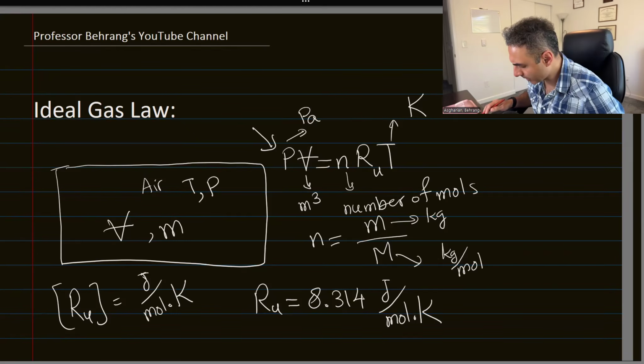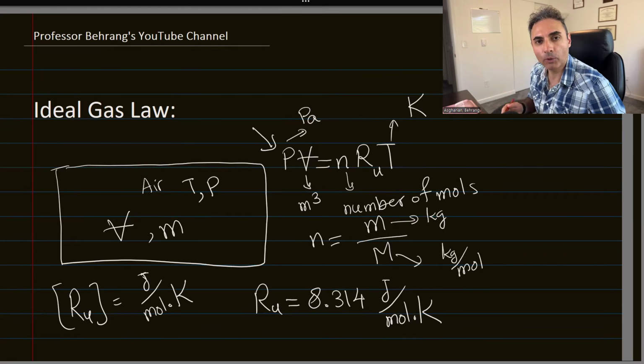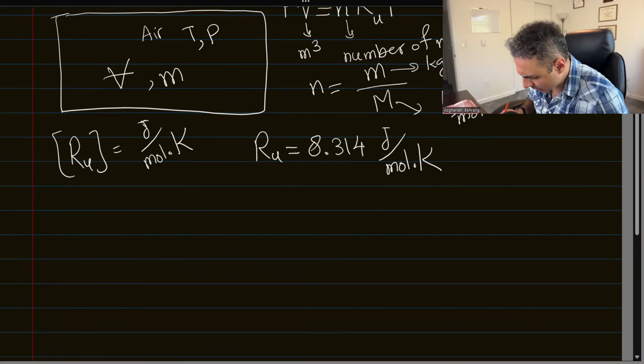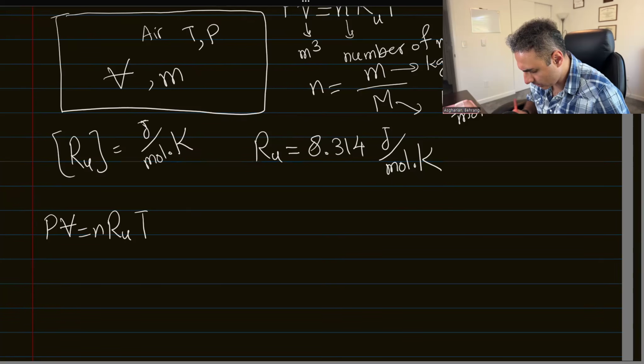That's very important. Now I want to show you another form of the ideal gas law, which is actually more popular when we use it in thermodynamics, heat transfer and fluid mechanics. The other version is kind of like this. We said P times the volume equals n times universal R times T, and universal R is 8.314 joules per mole Kelvin.